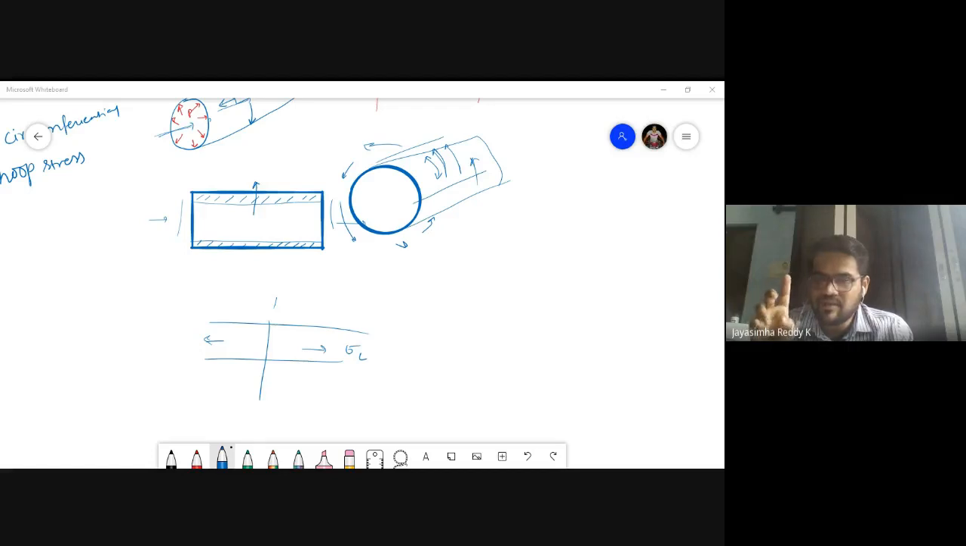The fluid will apply some force to the material of the pipe or cylinder. To withstand that force, the material will offer some resistance. That resistance is nothing but stress. If the force applied is beyond the resistance, what happens? There will be failure. Is it clear?